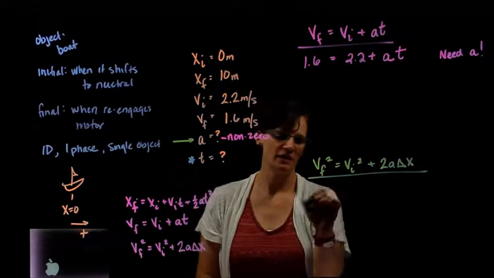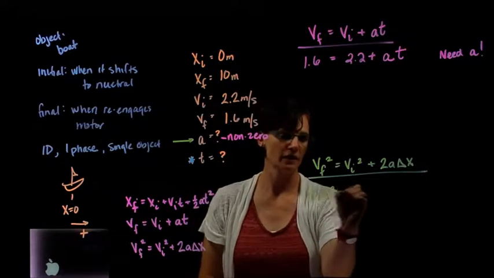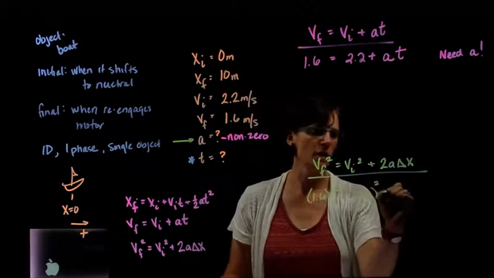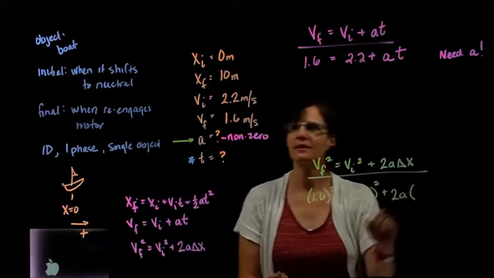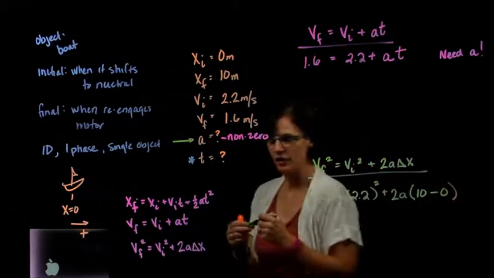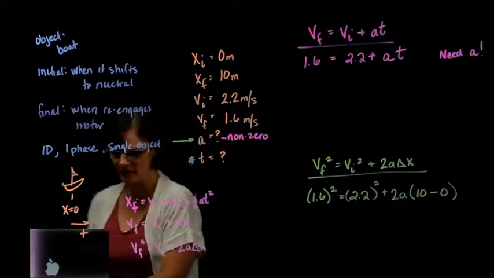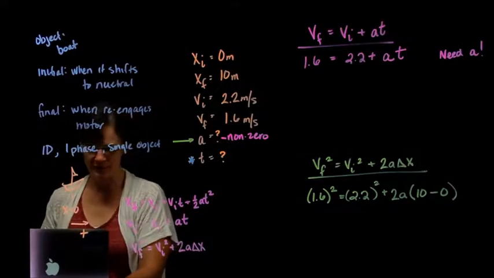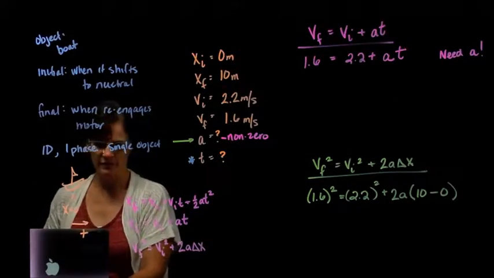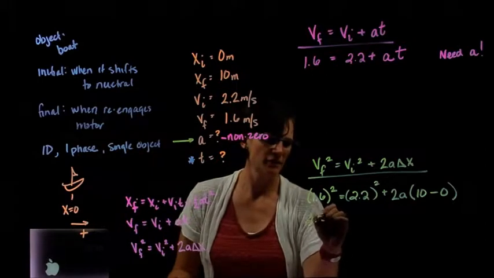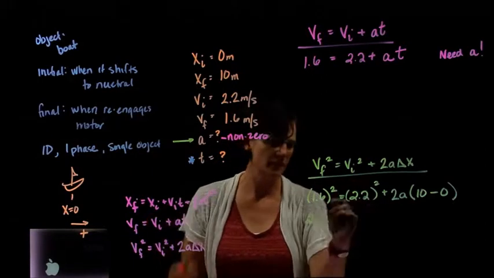So V final, 1.6, squared is equal to V initial, which is 2.2 quantity squared, plus 2 times the acceleration times delta x, so 10 minus 0. All right, so we get our handy-dandy little calculators out. I'm going to use mine on my computer. We have 1.6 squared. So 1.6 times 1.6, and I kind of like to do the math out. This is a preference. You could rearrange everything and then plug in all the numbers at once if you want.